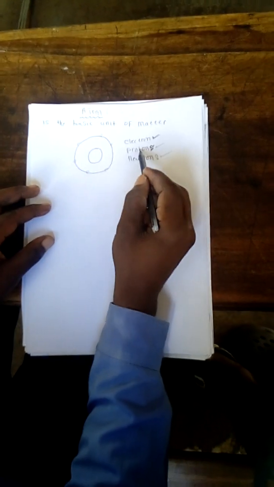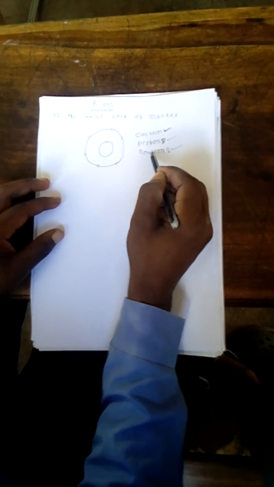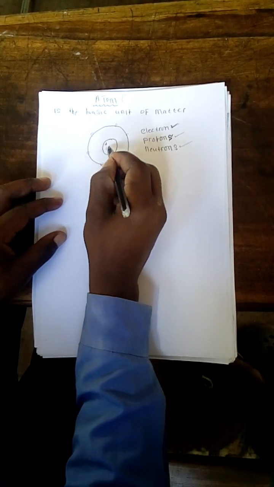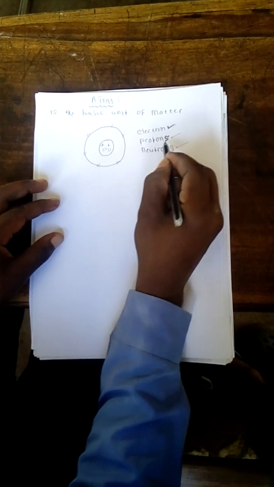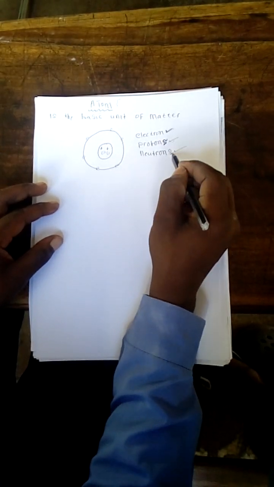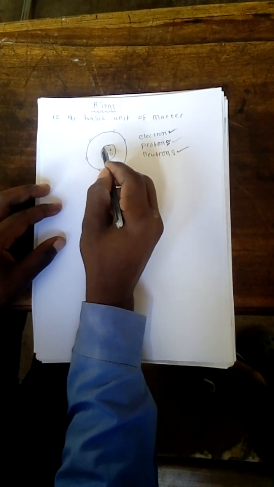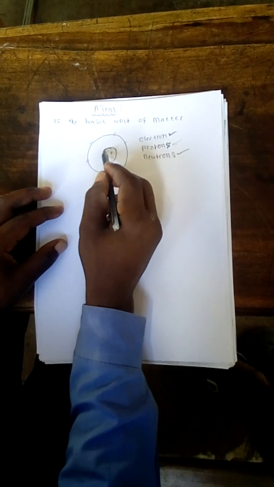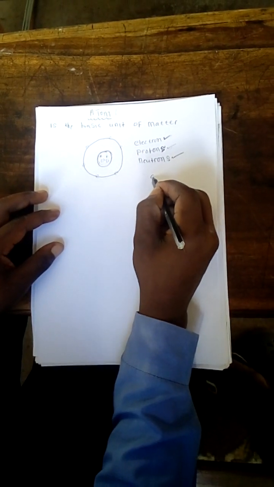Then, what of protons and neutrons? These two, protons and neutrons, they are found inside the nucleus here. Inside the nucleus, this is where you are going to find these two fundamental particles, protons and the neutrons. And these two are the ones that make up the mass number of an element. The mass number of what? An element.